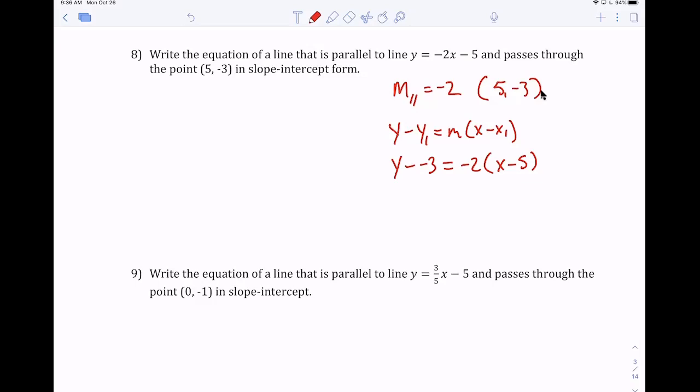Now, do we want the double negatives? No. So make that what? Y plus 3. Good. Okay, now, that would be the correct answer if we did what? Point slope form, but they want it in what? Slope-intercept.